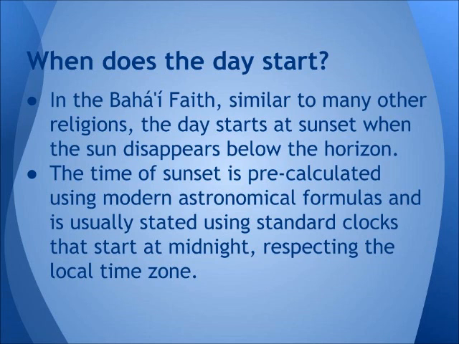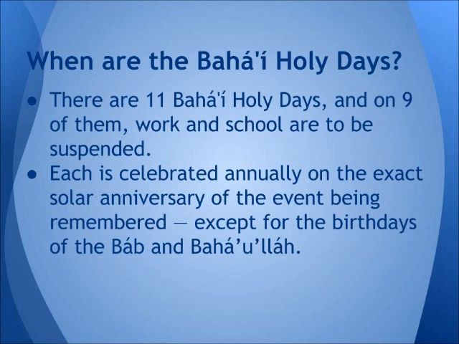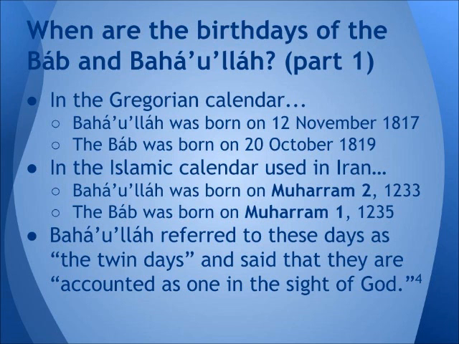The time of sunset is pre-calculated using modern astronomical formulas and is usually stated using standard clocks that start at midnight, respecting the local time zone. There are 11 Baha'i holy days, and on 9 of them, work and school are to be suspended. Each is celebrated annually on the exact solar anniversary of the event being remembered, except for the birthdays of the Bab and Baha'u'llah, and this is where it gets interesting.